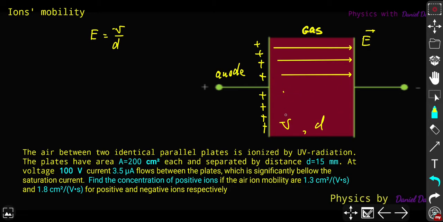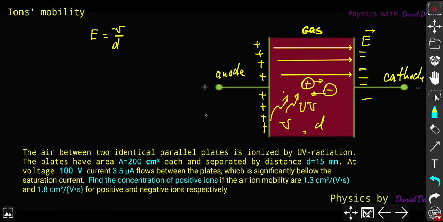On top of that, because it's ionized due to UV radiation, we have positive and negative ions. And of course, how will current be created in this case? The positive ions will move to the negative electrode, in this case the cathode. And negative ions will move towards the anode. All right, so we're talking about concentration.